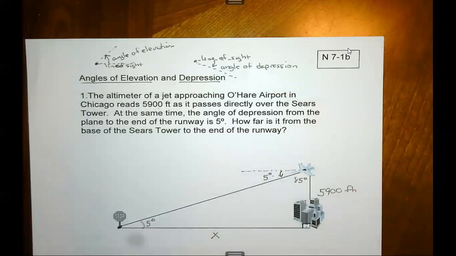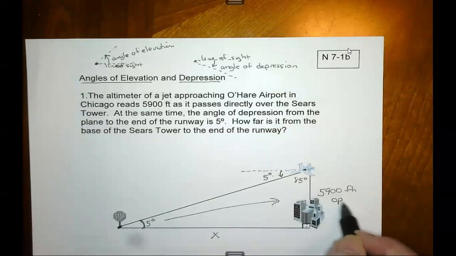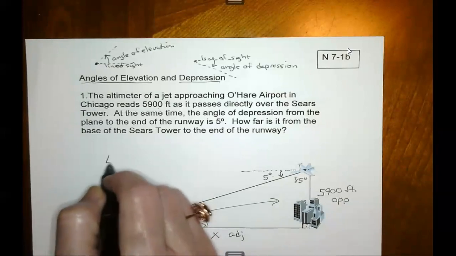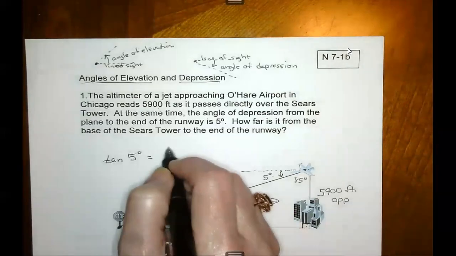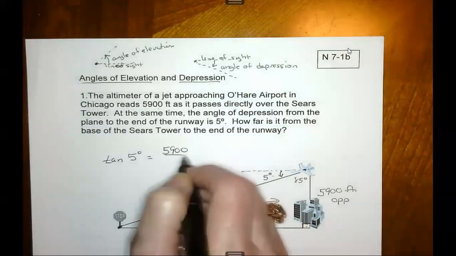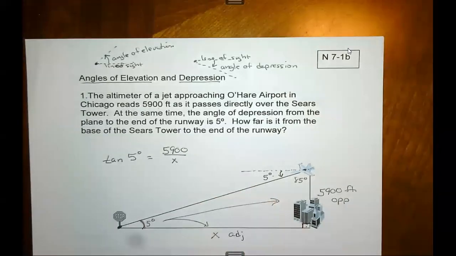So once we know one of those angles, and we want to solve for x, then I'm going to use this 5 degrees here. Then this would become my opposite side, and this would be my adjacent side. And if I'm going to use opposite and adjacent, that is tangent. So I'm going to say tangent of 5 degrees equals opposite, 5,900, over adjacent, x.